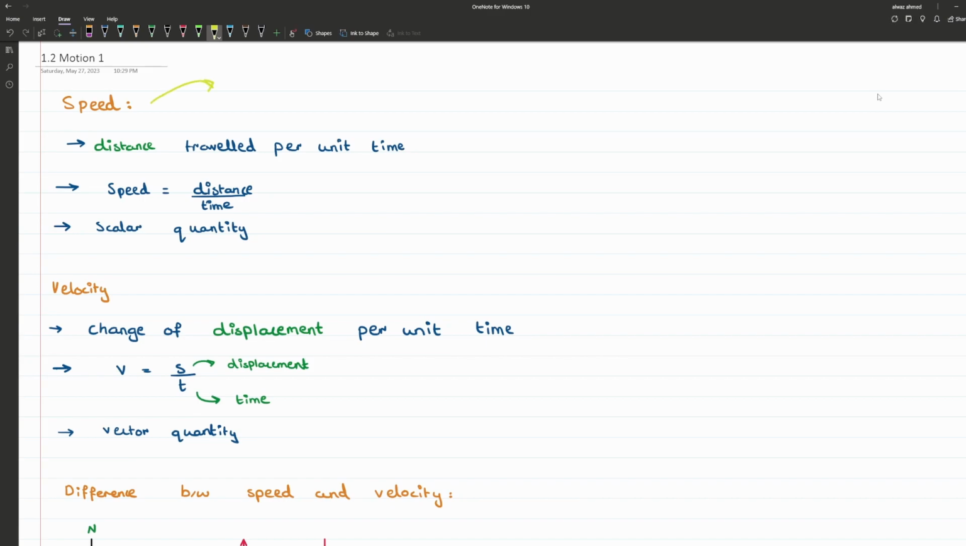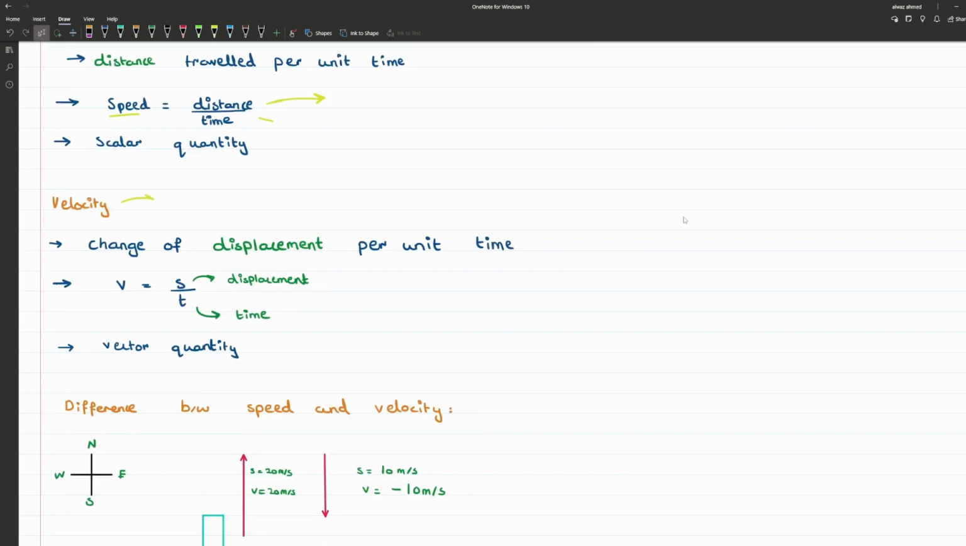Okay, so speed is the distance traveled per unit time. The formula for speed is distance divided by time. Now speed is a scalar quantity, and that is because it is calculated using distance, which itself is a scalar quantity.